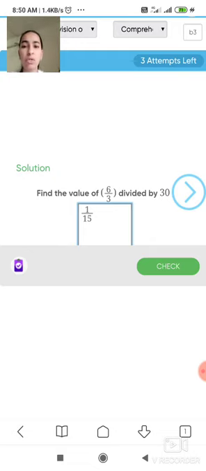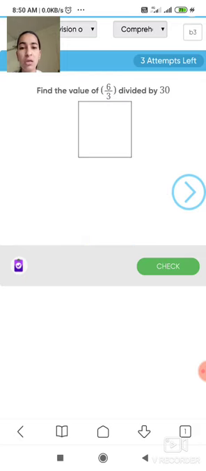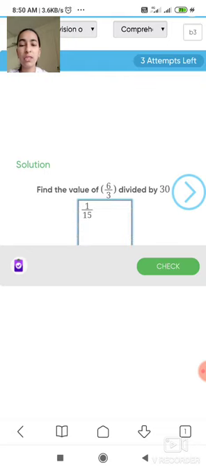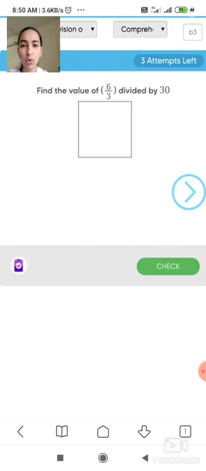You have to tell me how the answer comes. Okay students, 6 upon 3 multiplied by 1 upon 30. So 6 ones are 6, 6 fives are 30, 5 threes are 15. Like this 1 upon 15 will come. Okay students, let's take one more.